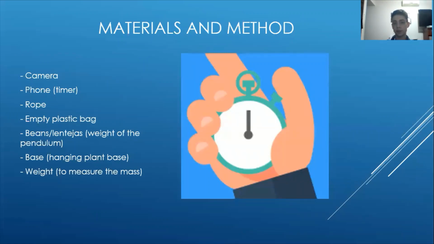Now, on materials and methods, I used a camera to record myself. I used a phone as a timer. I used different lengths of ropes. I used a plastic bag as the recipient of the mass. I used lentejas as the weight of the pendulum. The base that I used was a hanging plant base that was in my backyard. And the scale that I used to measure it was the one you normally use to measure lentejas and stuff like that.